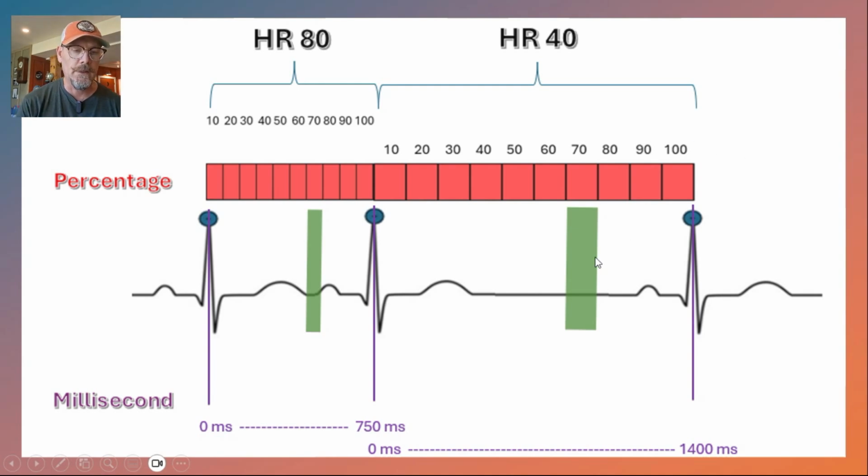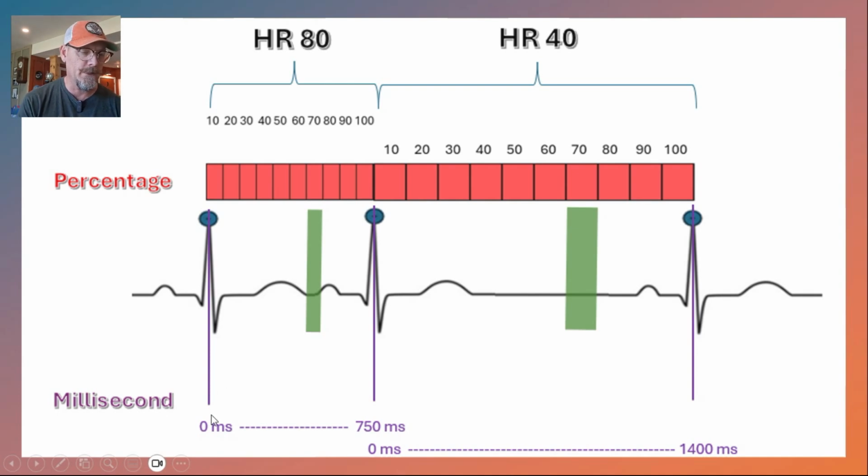Notice that it is clearly in two different parts, even though it's the same 70% here and here, that the heart is going to be sitting in a different physiological state within each phase due to the time difference from this R to this R and then this R to this R. Now down below, I've put it into basic milliseconds.